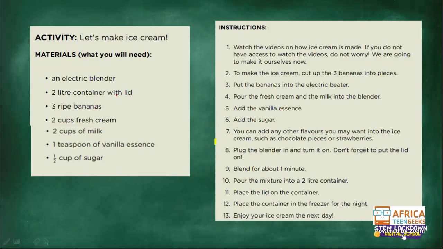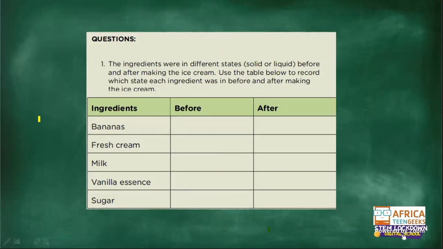Okay. We were speaking about how to make this ice cream. Now we are going to look at different states. The ingredients were in different states, a solid or a liquid, before and after making the ice cream. We are going to use the table below to record which state each ingredient was in before and after making the ice cream. Okay, you guys are going to tell me the answers. I didn't write the answers in for you because you are my smarty class. I know you can do this.